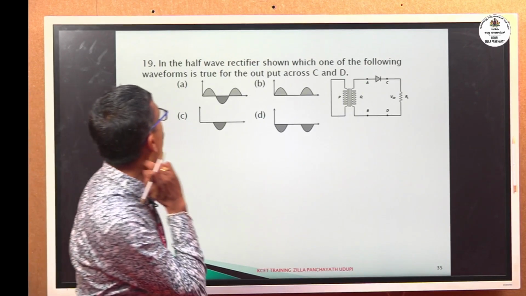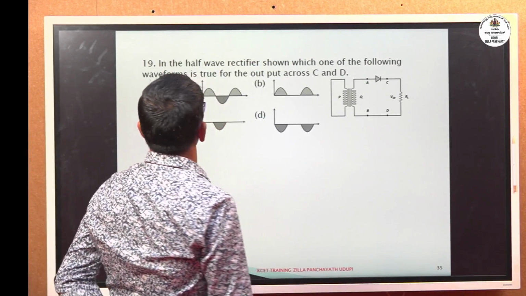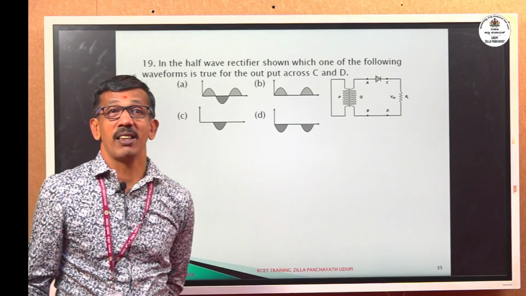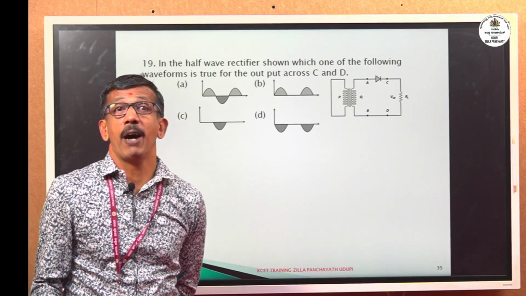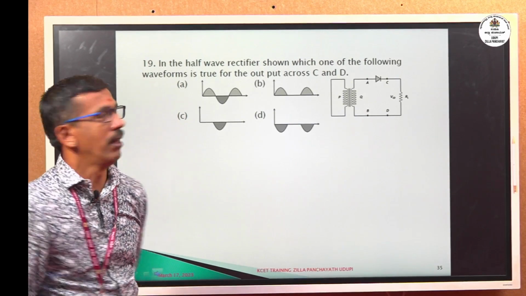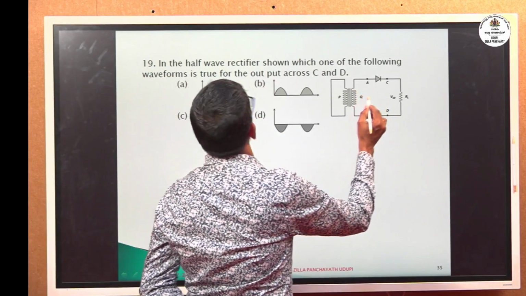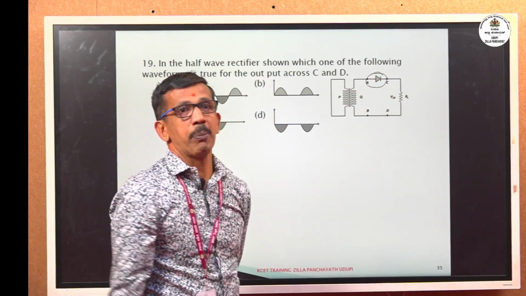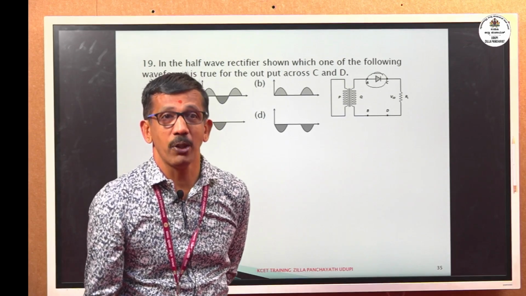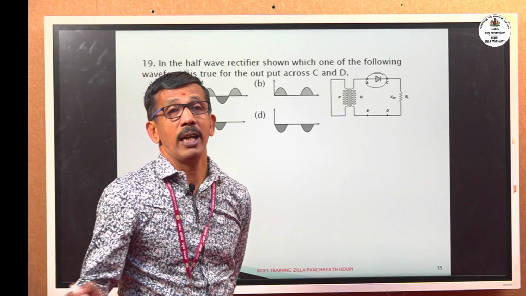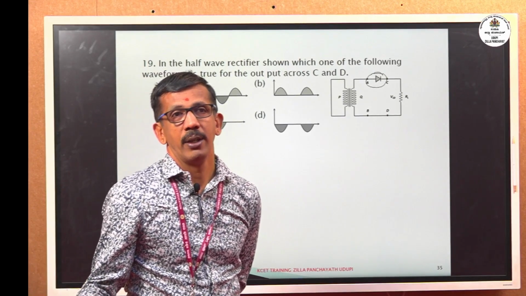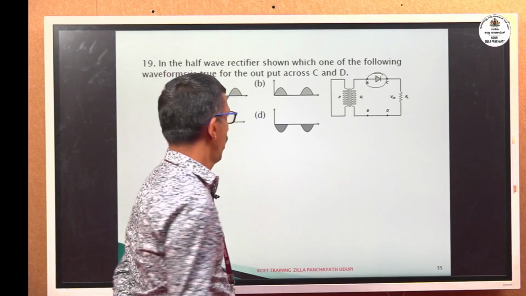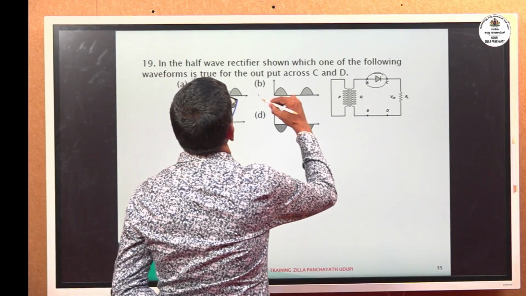In the half-wave rectifier shown, which of the following waveforms is true for the output across C and D? This is a direct theory based question. If you know the output waveform of a half-wave rectifier, that's it. Clearly, as the circuit is a half-wave rectifier, only one diode is there. During the positive half cycle, the diode is in the on position and produces output voltage. During the negative half cycle, the diode is off, or in reverse bias. So the output is like this.